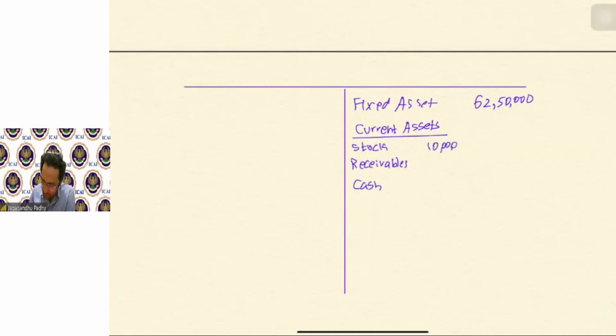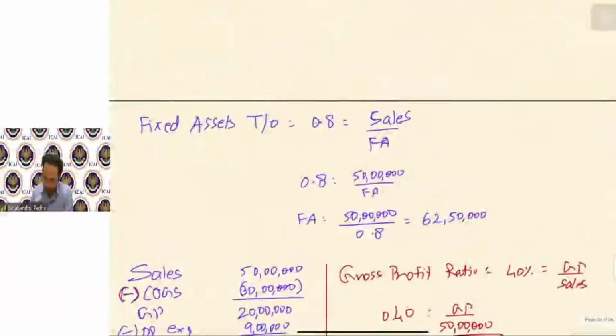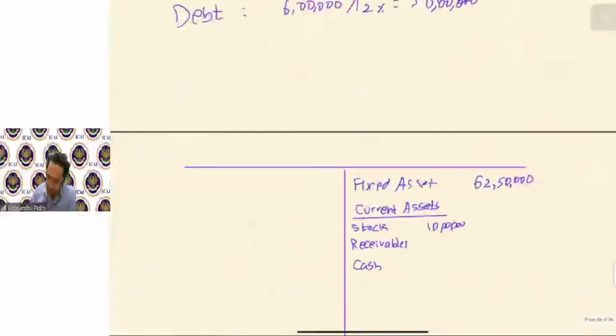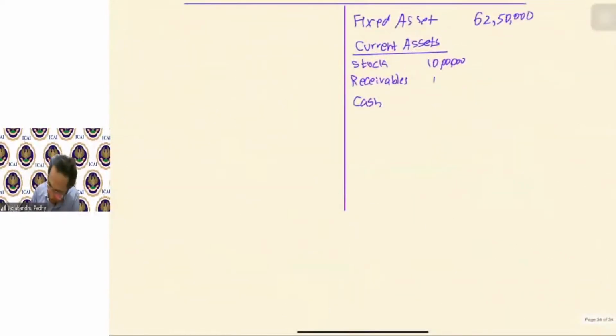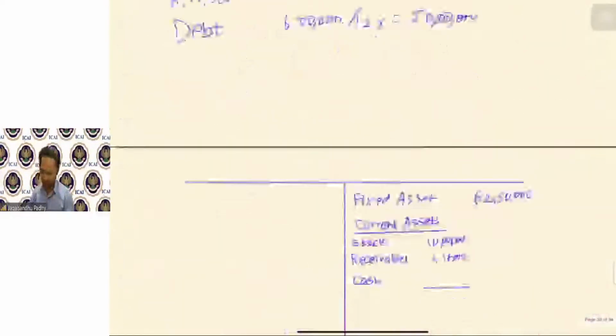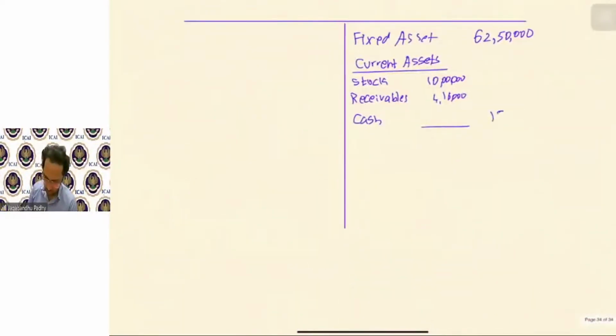Stock was 10 lakh, right? We have computed that. Debtors is 4 lakh 16,667. And also, we have stated that total current assets is 15 lakh and current liability is 5 lakh. Current assets totaling is 15 lakhs. It means the balancing figure, 83,333, is the cash balance.